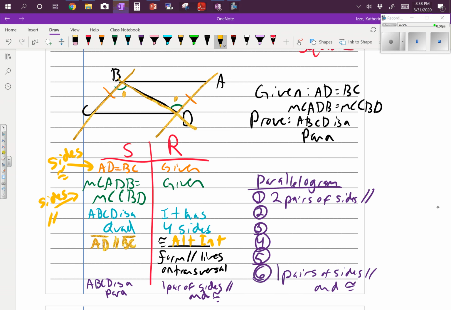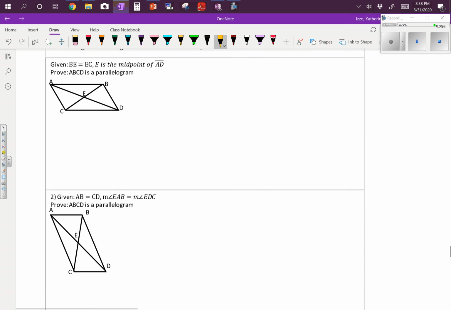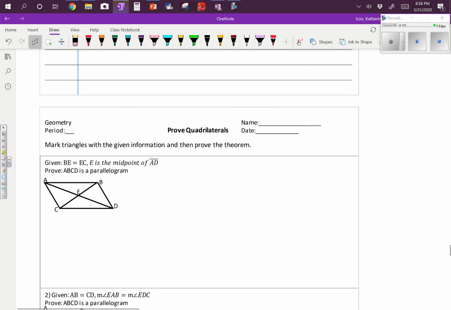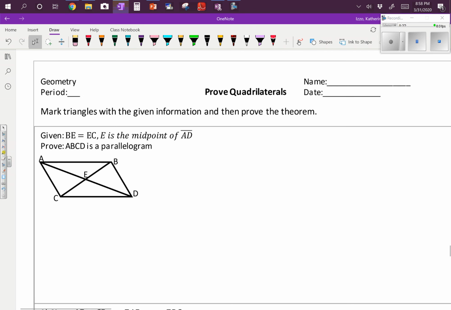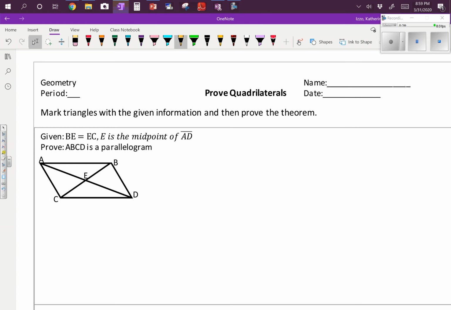Let's take a look at what I want you to do on the homework. Okay. We want to prove it's a quadrilateral. Nope. I want to prove that it is a parallelogram. Why is there no 1 here? All right.